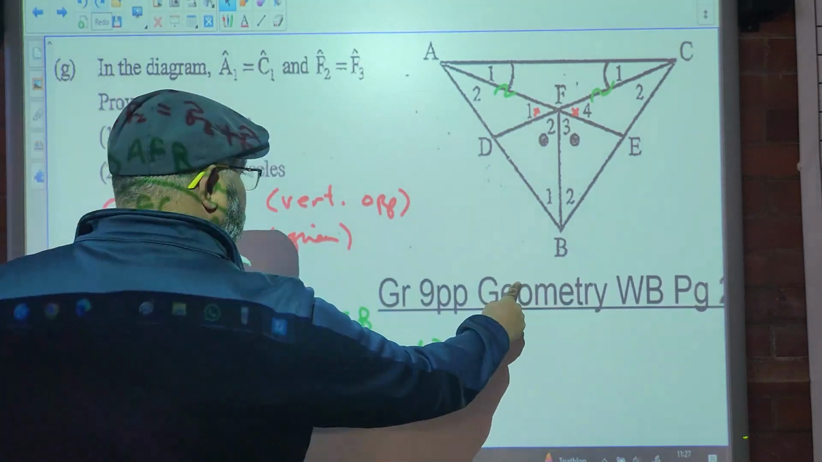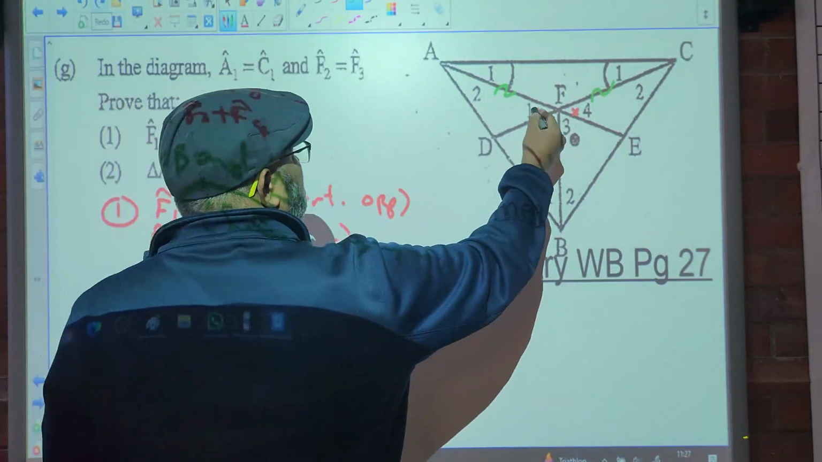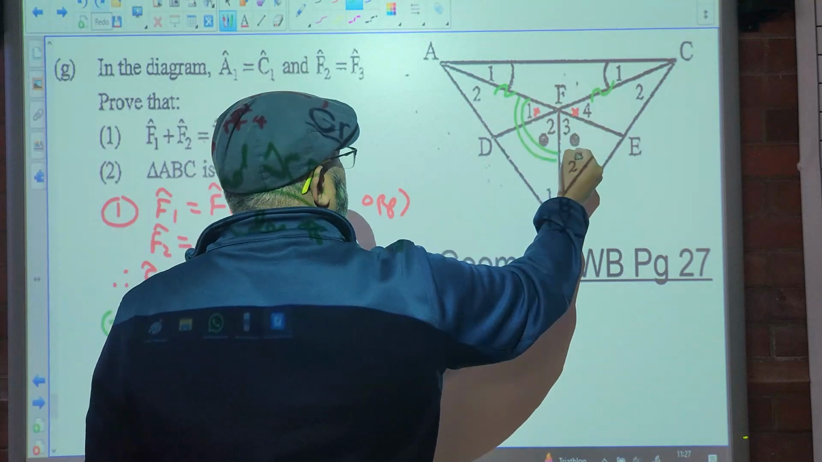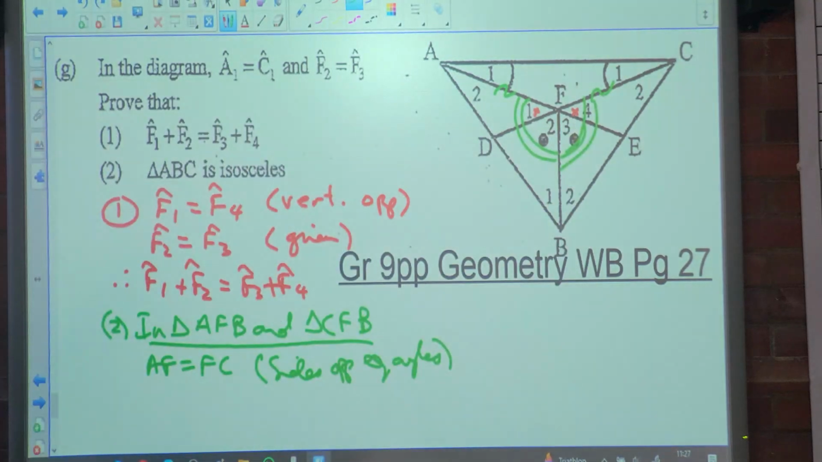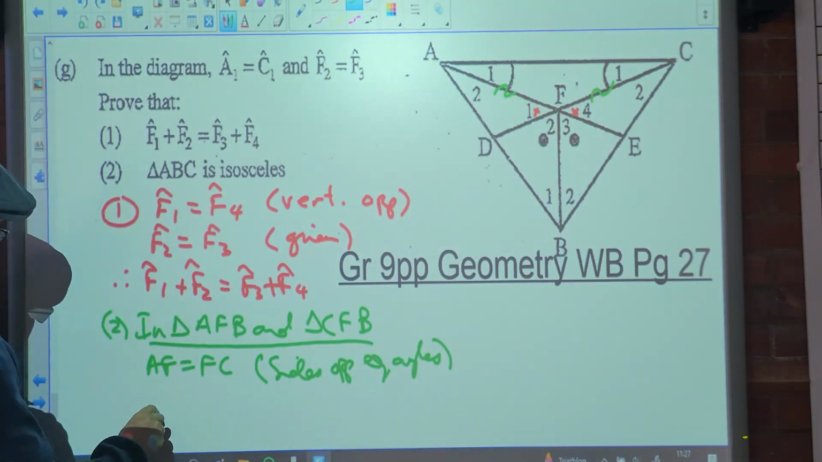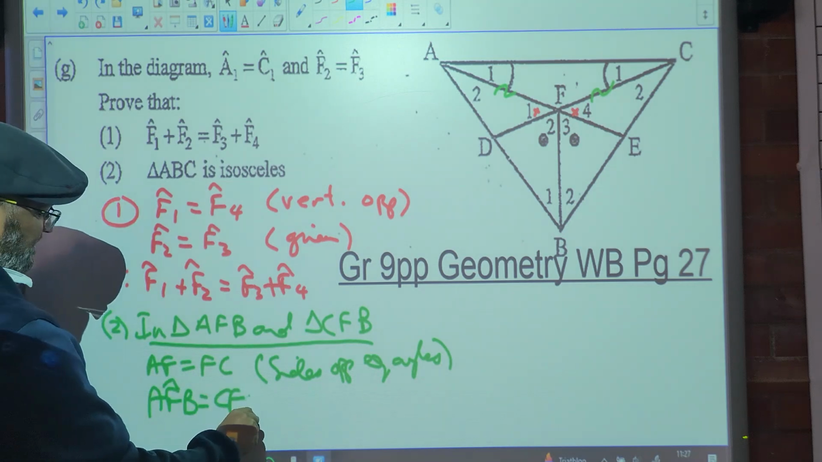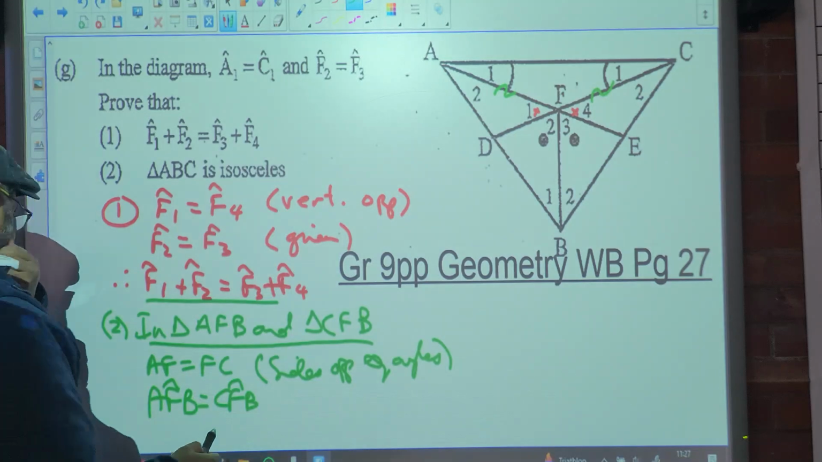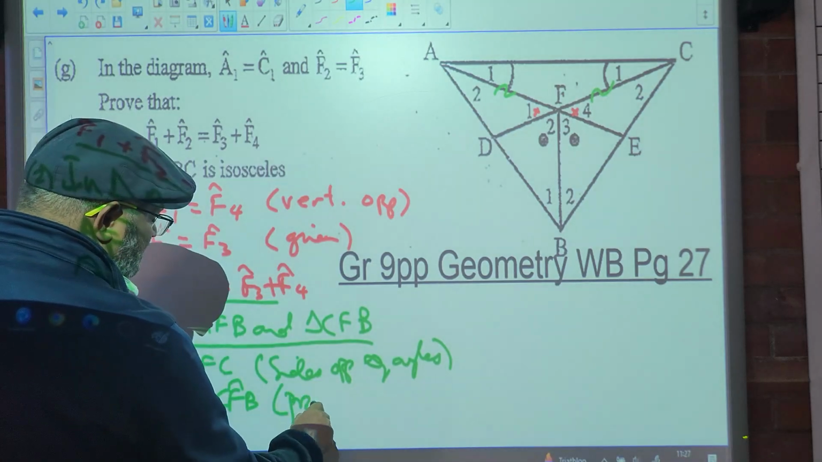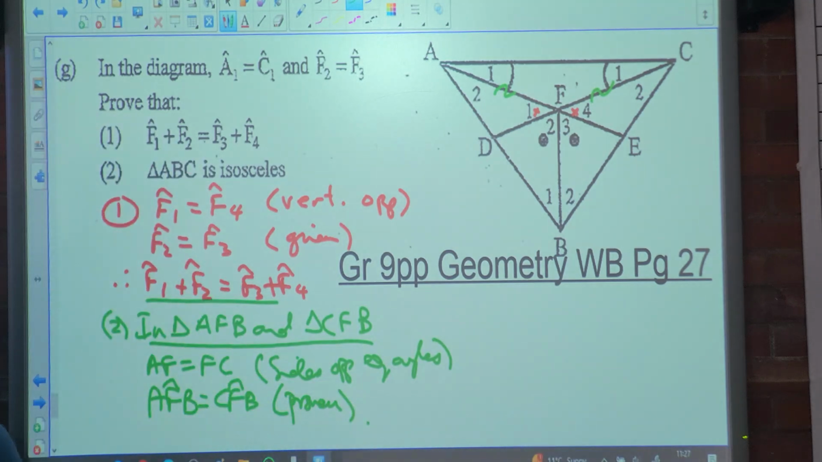Now, we know that this angle here is equal to that angle there. How do we know that? That was proven now in the previous question. Not so. So we can say that angle AFB is equal to angle CFB. Or you could have written that story there. It's the same thing. Okay? Why is it equal? Because it's proven above, or proven in one.